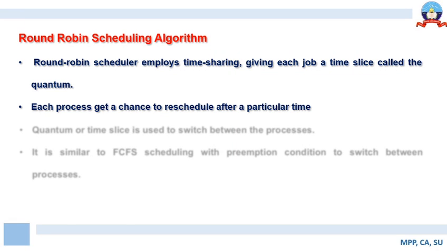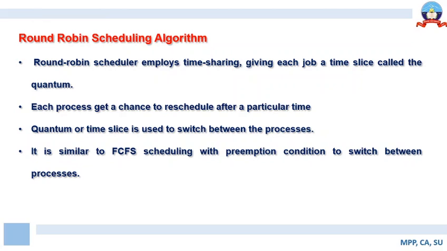Each process gets a chance to reschedule after a particular time. The quantum or time slice is used to switch between the processes. It is similar to FCFS scheduling, with a preemption condition to switch between processes, where preemption is done based on the quantum value. So this is in brief what the round robin scheduling algorithm is.